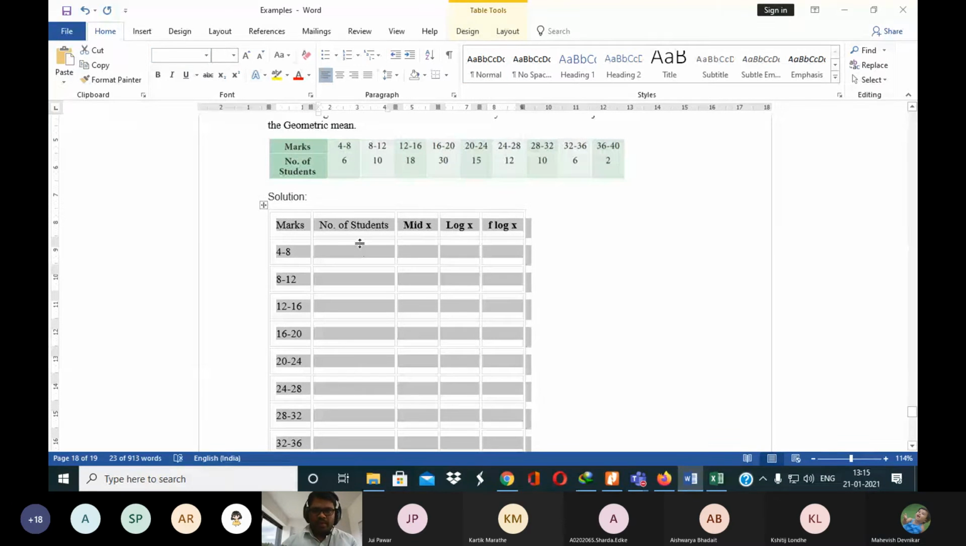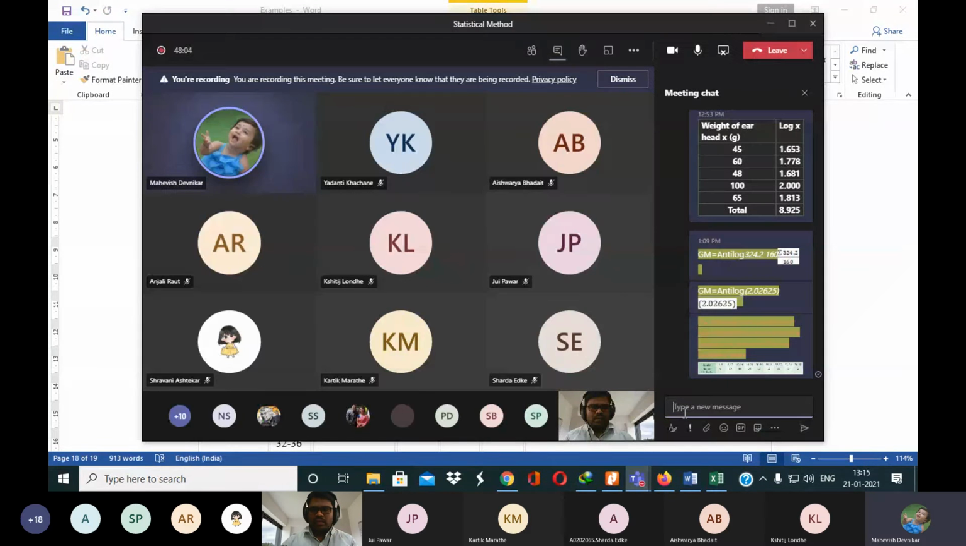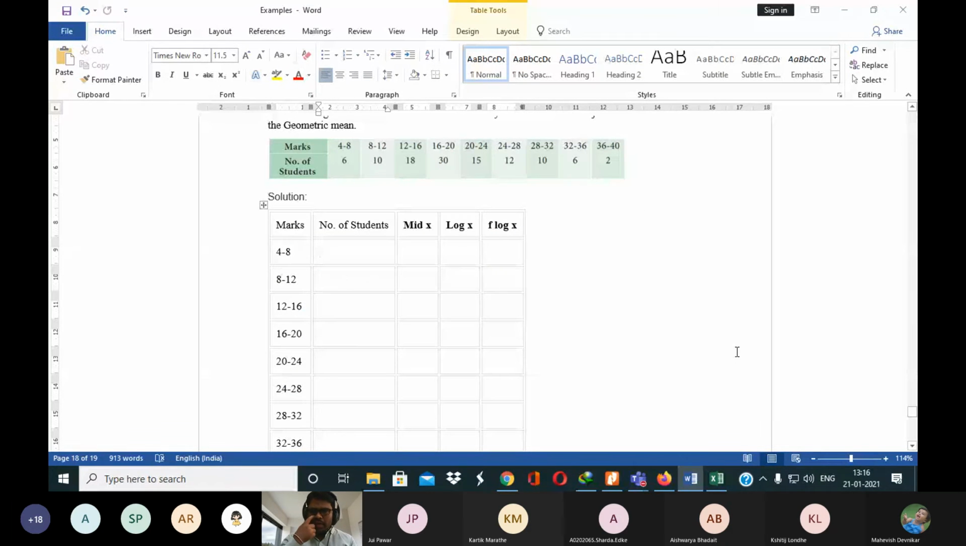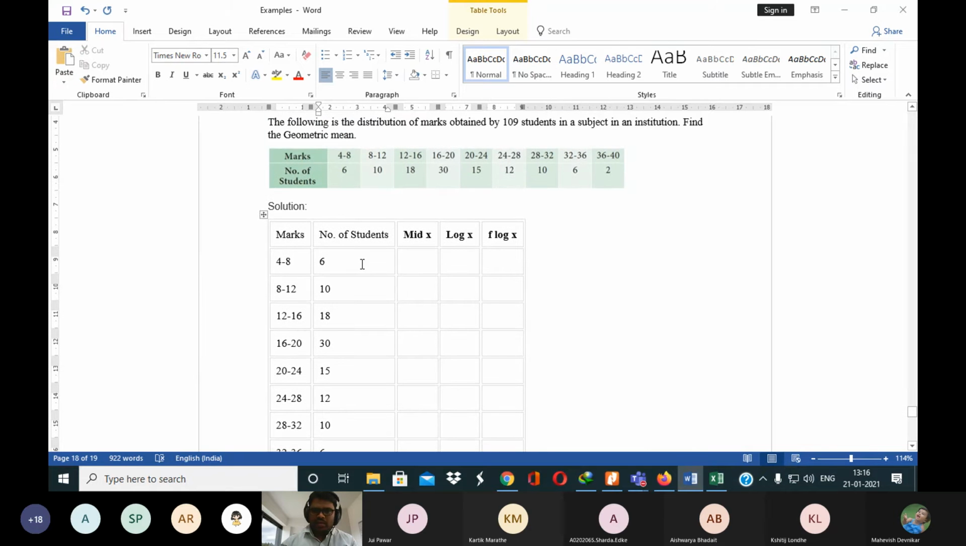Yes, 18.14. Okay, you just write down this number into the chat box, and we will check it. The other students can also cross verify it. So here 6, 10, 18, 30, 15, 12, 10, 6 and 2. Just cross verify the values.